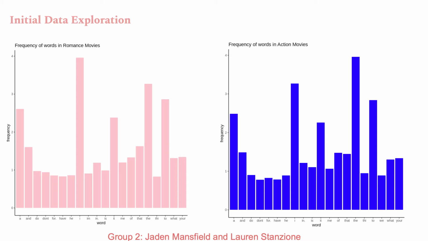The graph on the left, as I said, shows the percentage of the most commonly used words in romance movies. On the right we have the same thing, but it's for action movies. You can see there's lots of variation and both graphs really differ from each other.